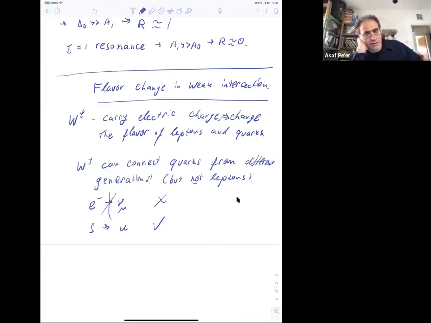But of course, it's going to have a smaller probability than that of an S quark, than same generation interaction. So the probability of a down quark turning into an up quark is much larger than that of an S quark turning into an up quark, but this is still allowed.